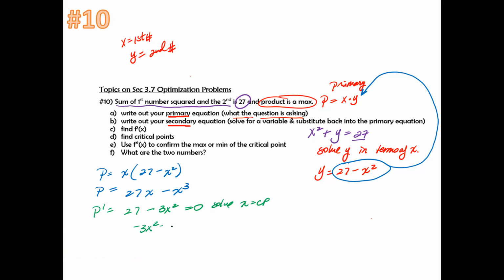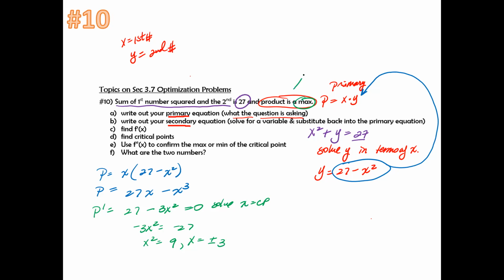Negative 3X squared equals negative 27. X squared equals 9. X equals positive and negative 3. All right, so now that I have two numbers, and because it's just a number and it's not like the length of a fence or something, you can actually have a negative 3 for X because with the fencing problems, you can't have a negative 3 feet of fencing. But whereas with a number, it is absolutely acceptable to have a negative 3. So you have two critical points. Now, the question here is asking for a max.